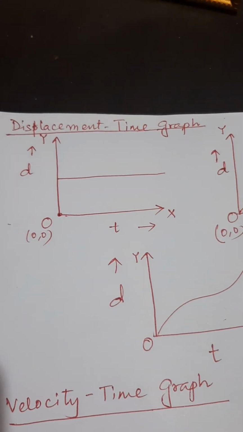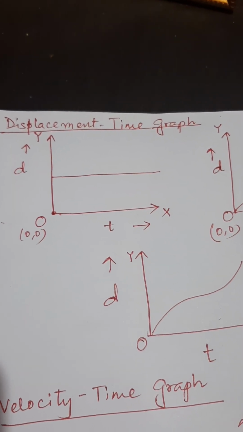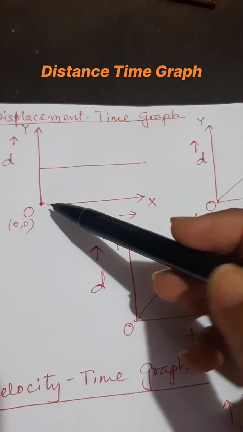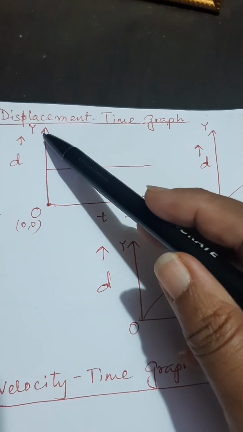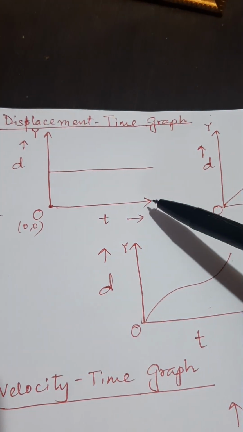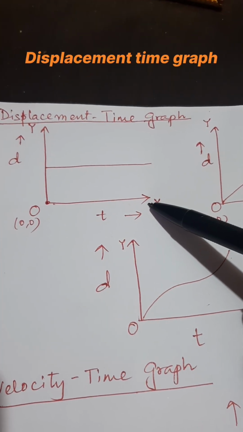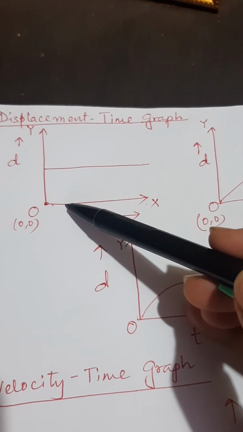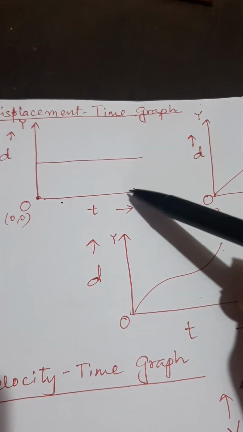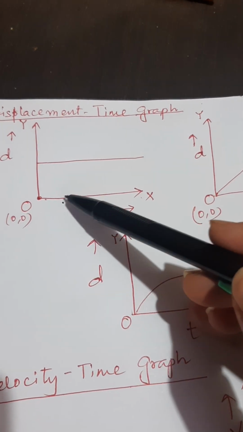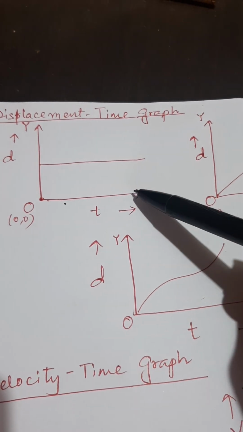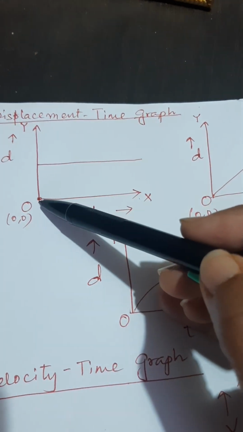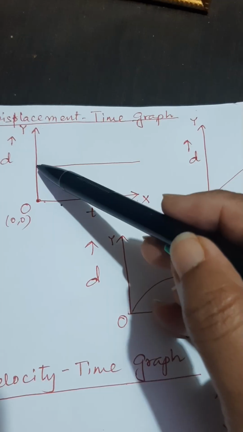As you can see, I have drawn a displacement time graph at the first point. What do you see here? Displacement is recorded along the y-axis and time is recorded along the x-axis. What do we observe here? That time is changing, you see. The abscissa, I mean the x part, is changing. But what about the y part? In the y part, there is no change, you see.